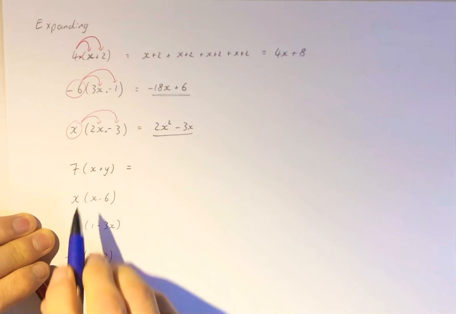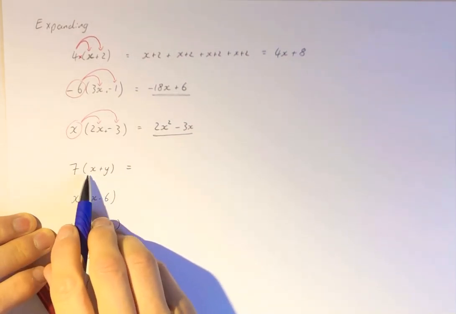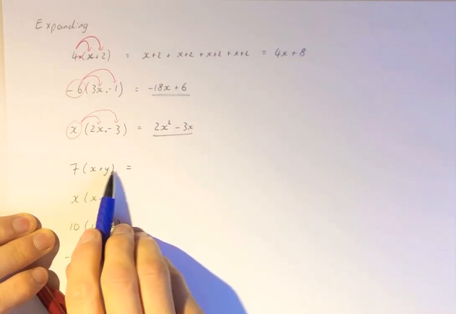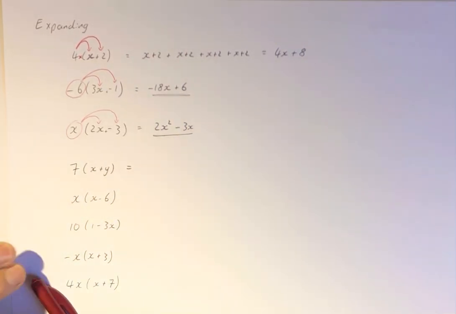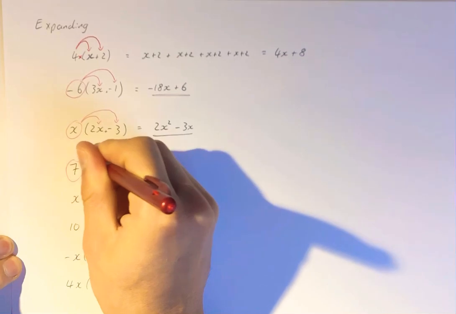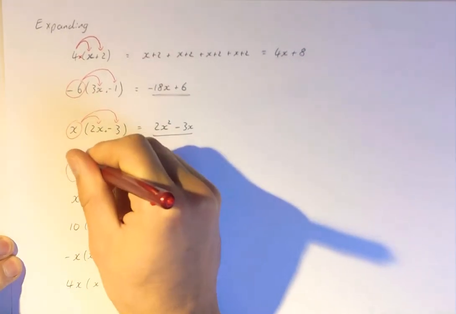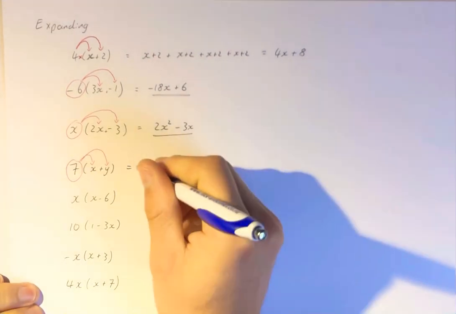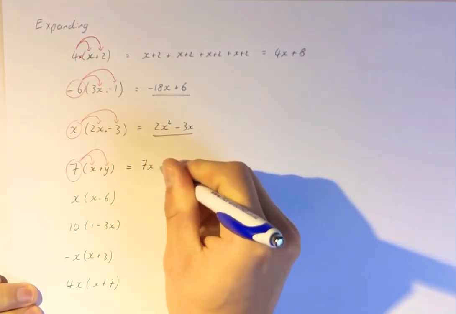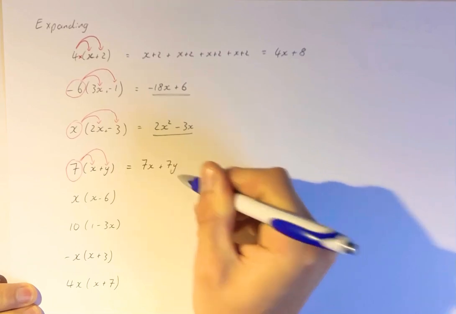Alright, we're getting more and more abstract now. I would have 7 lots of this bracket, so I could write x plus y 7 times and then count up all the like terms. But we've found that there is a quicker way. We go 7 lots of x plus 7 lots of y. So that's 7x plus 7y.